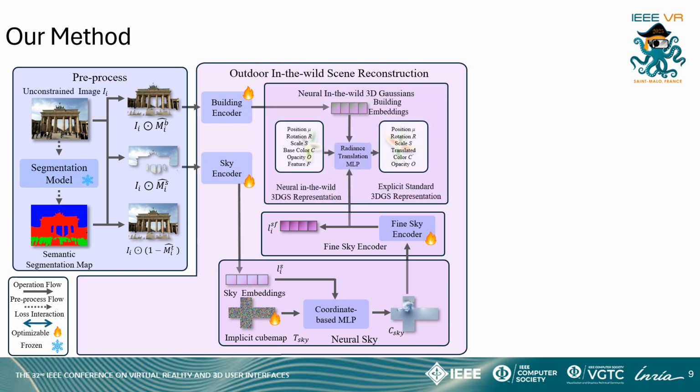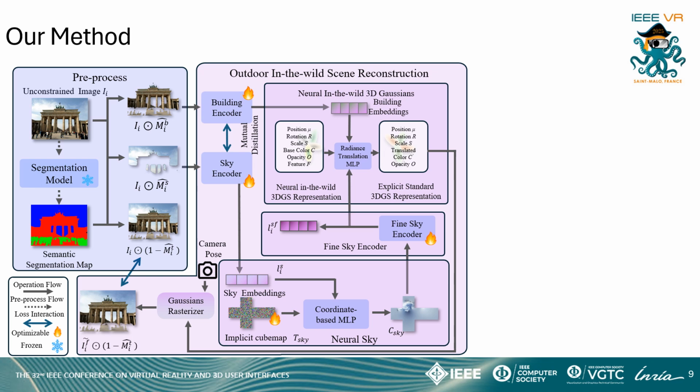Next, we introduce the neural in-the-wild 3D Gaussian representation to model the 3D building structure. In our modified 3D-GS, we assign a trainable feature to each Gaussian. Through an MLP, we combine the sky embeddings, building embeddings, and each Gaussian's feature to transform them into image-related appearances. This results in an explicit, standard 3D-GS representation, which retains the excellent performance of 3D-GS during rendering.